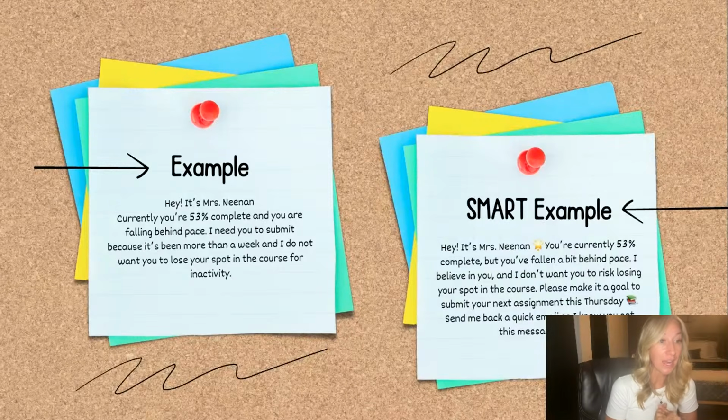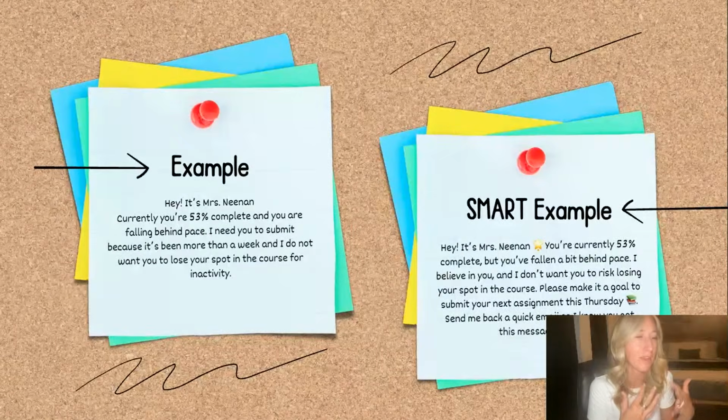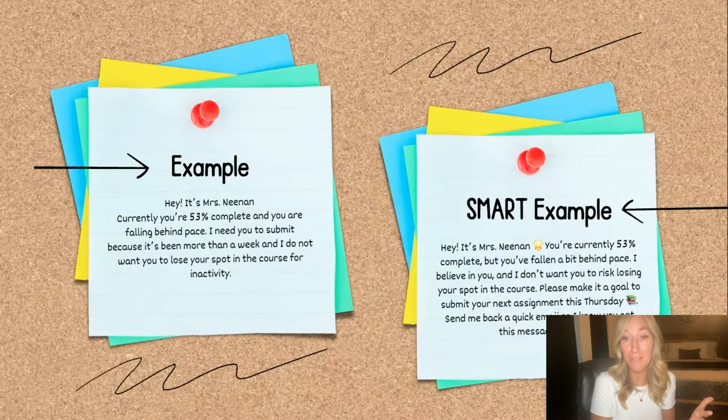I believe in you and I don't want to risk losing your spot in the course. Please make it a goal to submit your next assignment this Thursday. Send me back a quick emoji so I know you got this message. I'm asking for engagement. I'm asking for the kid to respond. I'm having just a softer tone in this message, which really is important. We don't have that same connection with our kids where they know we're being silly or they know our level of sarcasm or they know our personalities. So what they get from us is written.